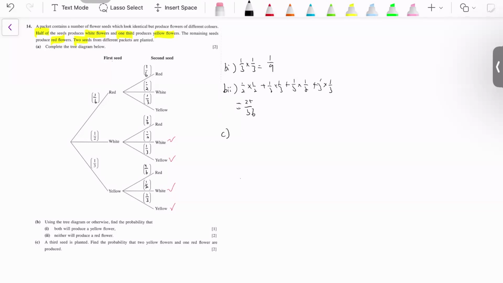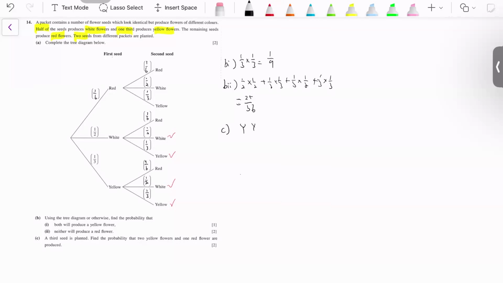Lastly, part C, it says here, a third seed is planted and find the probability that two yellow flower and one red flower are produced. So in this case, right now we have three seeds. We want it to be two yellow and one red. So what are the different combinations we have? First being yellow, second being yellow, third being red. Or first being yellow, second being red, third being yellow. Or first being red, second being yellow, third being yellow. Okay. So these are the three different combinations that we have. So ultimately, we need to find the probability of these three combined.